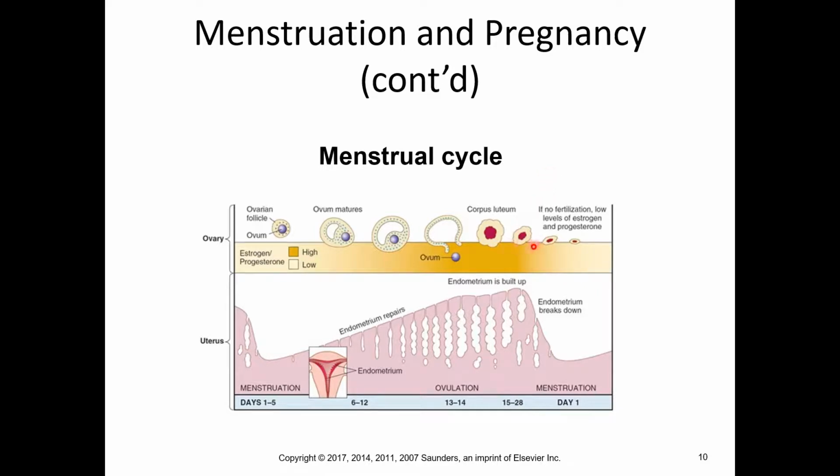If pregnancy does not happen, the corpus luteum degrades, estrogen and progesterone levels drop, so the corpus luteum goes away, and the uterine lining, the endometrium, begins to break down. And this is the menstruation happening now. Okay, so we're back to the menstrual period again. This entire cycle takes about 28 days, and we always want to know when the first day of the last menstrual period was, so we can track when the last menstrual cycle took place.